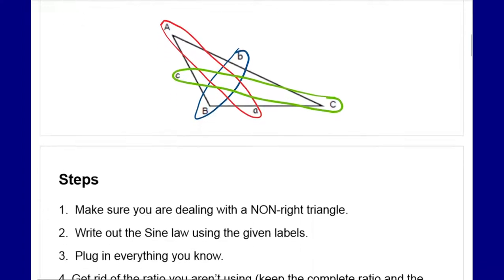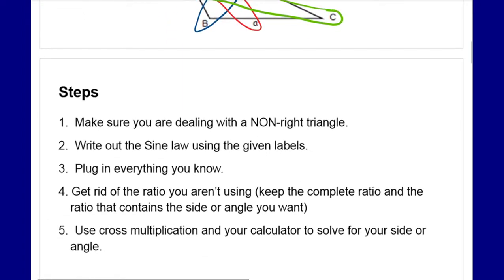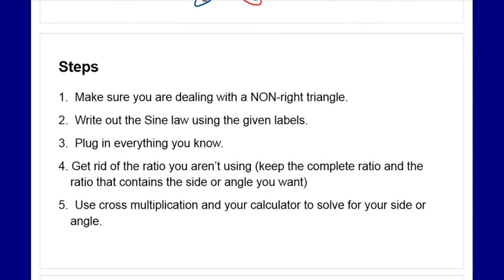Now, there are a couple steps to go through. So again, we're just going to go through the steps and then we'll put it into practice. So first thing, you want to make sure that you are dealing with a non-right triangle. Because if you're dealing with a right angle triangle, you might as well just use your regular trig ratios that we've talked about previously. So make sure you're dealing with a non-right triangle. You can write out the sine law using the given labels. Plug in everything you know. You're going to get rid of the ratio that you aren't using.